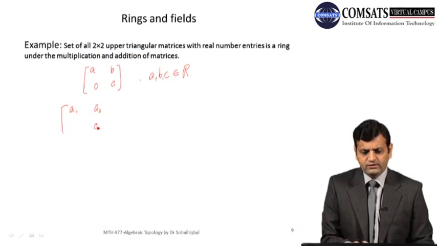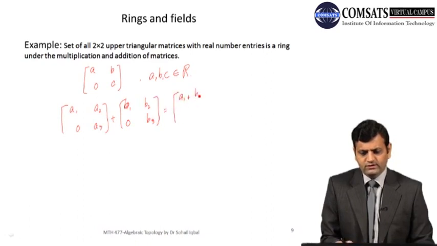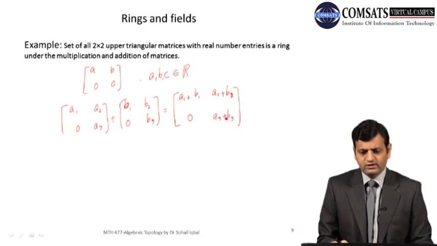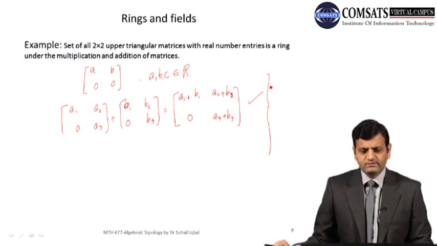We can add any two matrices like this. So [A1, A2; 0, A3], I can add to it [B1, B2; 0, B3], and the answer is going to be [A1 plus B1, A2 plus B2; 0, A3 plus B3]. And 0 plus 0 remains 0. So the addition of two upper triangular matrices is again an upper triangular matrix, and the entries are real numbers. So the operation of addition is closed. Similarly, we can check the other conditions of the ring, and we will see that this set of 2 cross 2 upper triangular matrices is a ring.